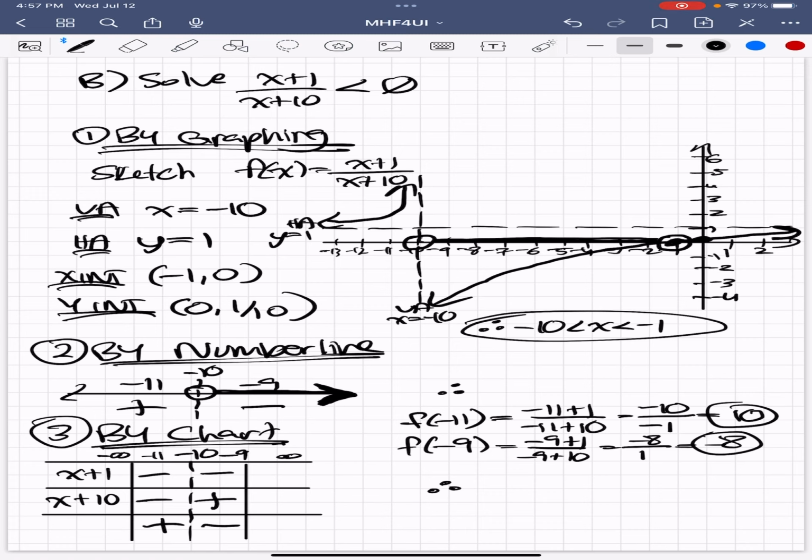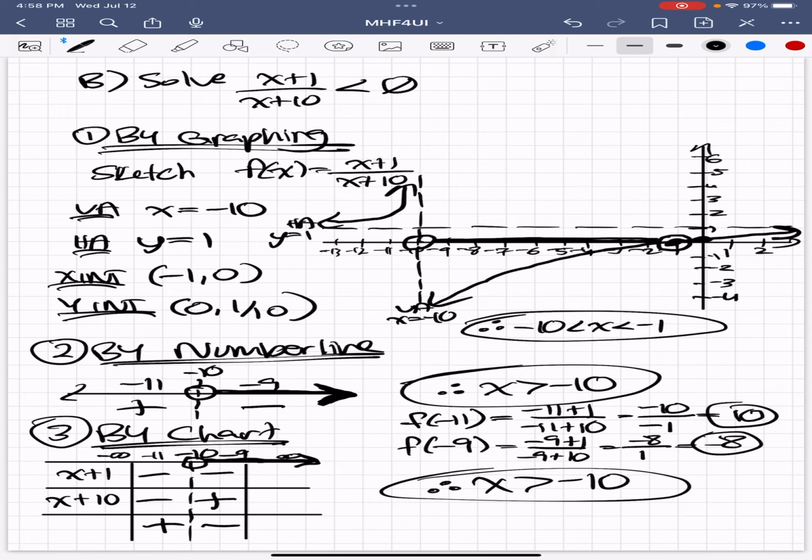And as you can see, oh, I forgot to do our therefore statement for the number line. So what you can see here is that when x is greater than -10, the inequality is less than 0. It is negative, and our inequality is asking for values that are less than 0. So that's solving our inequality right there.